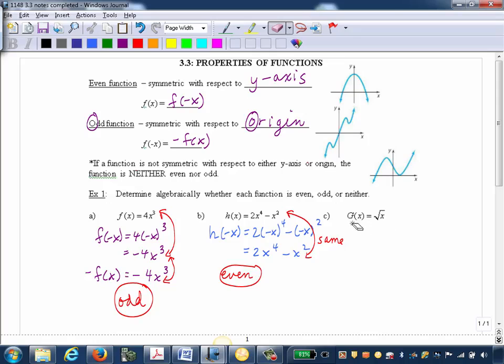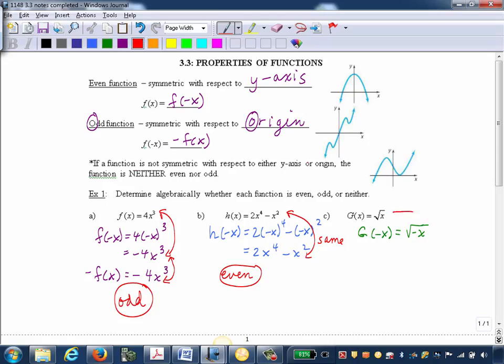Part C. g of x equals the square root of x. First, I'll check if the function is even by comparing g of x to g of negative x. So I'll find g of negative x by substituting in a negative x for that x under the radical.